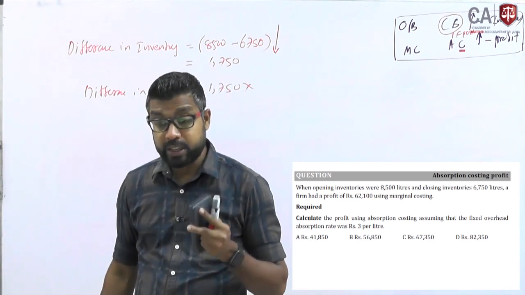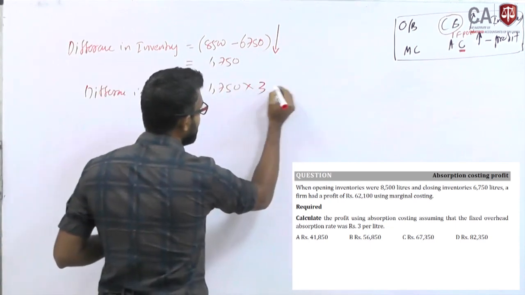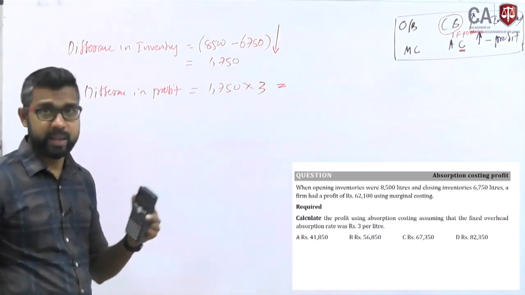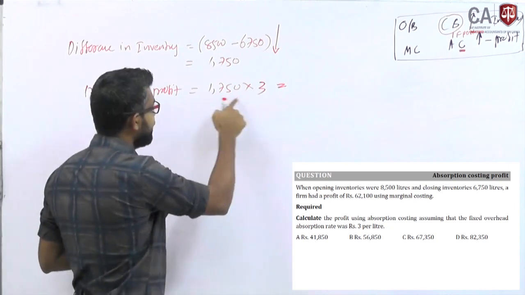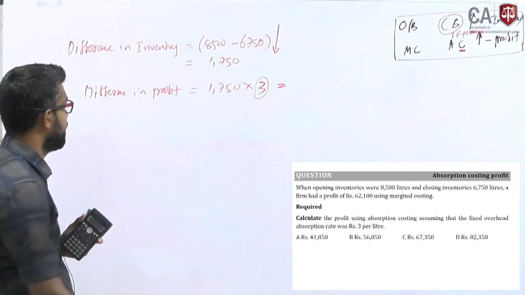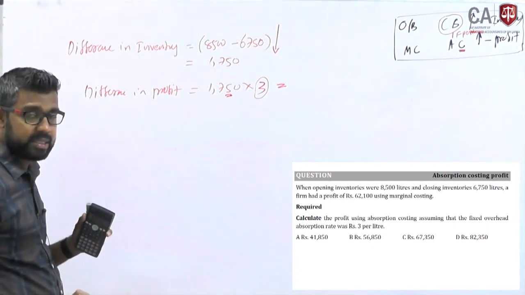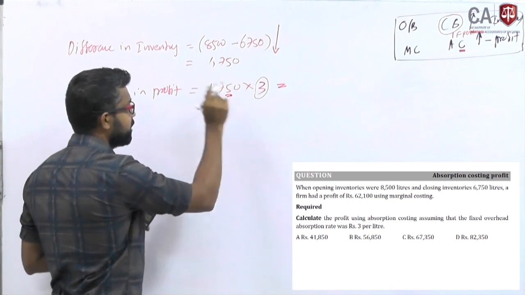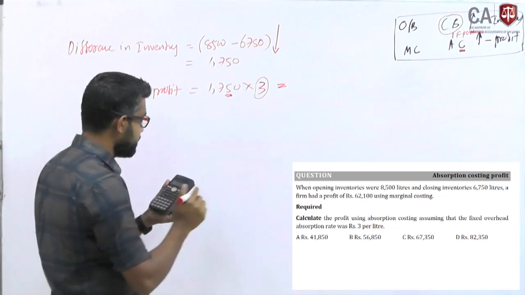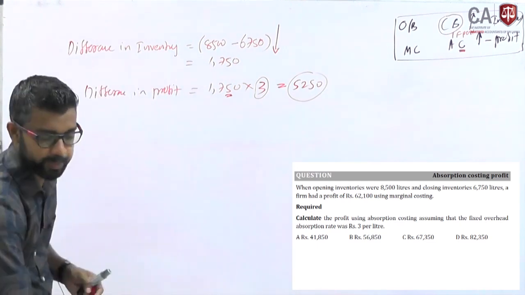Here they have given, assuming that the fixed production overhead absorption rate per unit, they have absorbed 3 per unit. So, profit is different only because of fixed production overhead cost. How many units they have? The difference, the activity level difference is how much? 1,750. The profit also will differ from that figure. Understand? Very simple. 5,250. Understand this. Very powerful message.